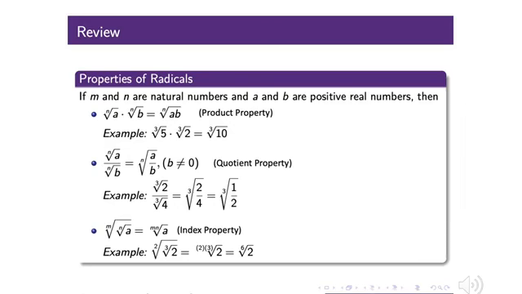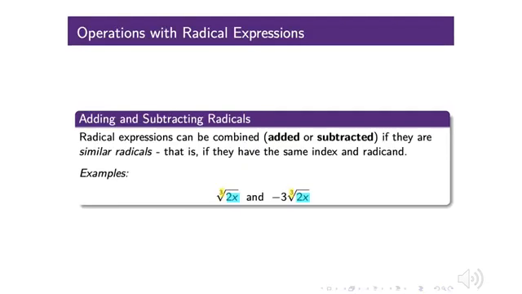The last property of the radical is the index property, which states that the mth root of the nth root of A is just equal to the mn-th root of A. To illustrate the index property, we have the following example. The square root of the cube root of 2 can be expressed as the sixth root of 2.